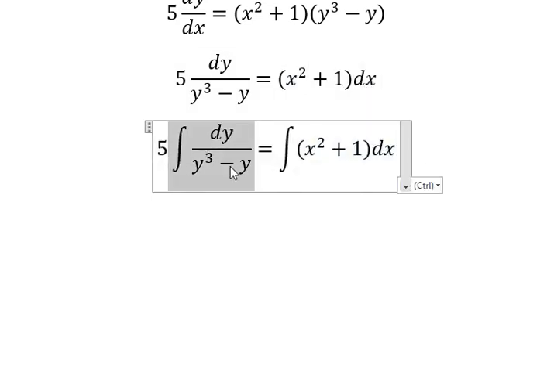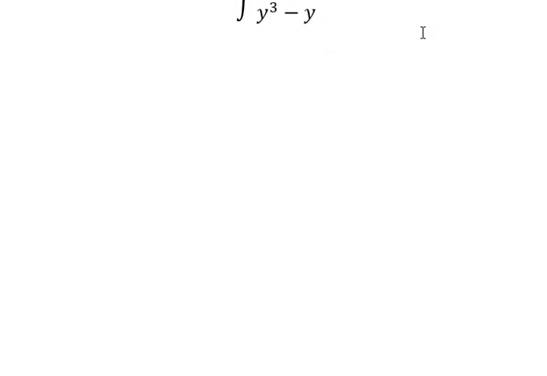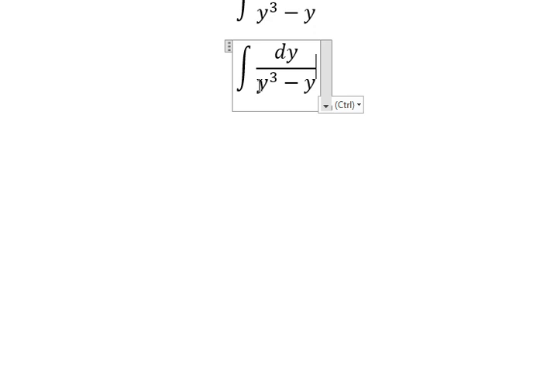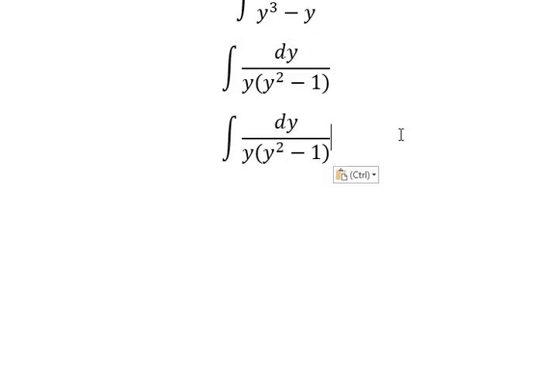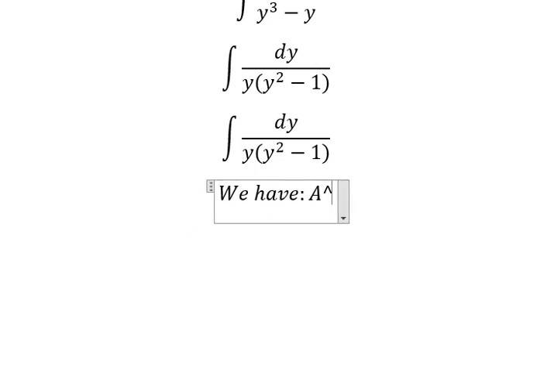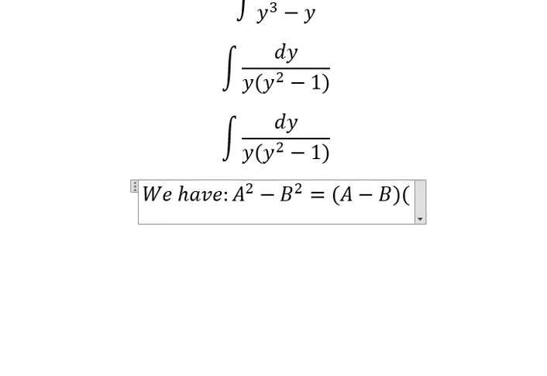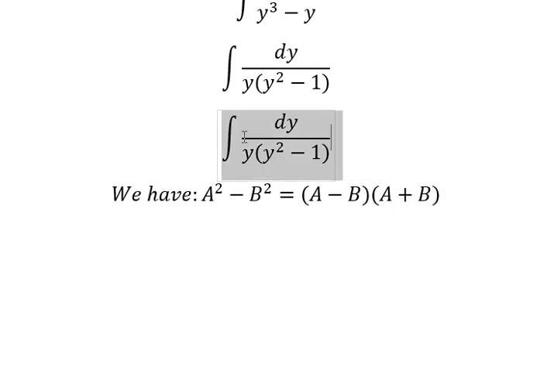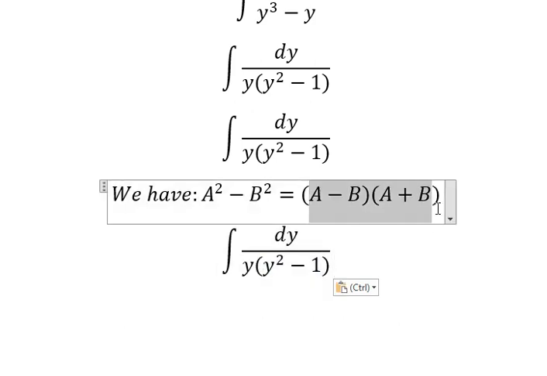Now we need to concentrate on this one. So we can do factorization by y. We know that this one is about a squared minus b squared, and we can put a minus b multiplied by a plus b. So this one we need to transform into this one.